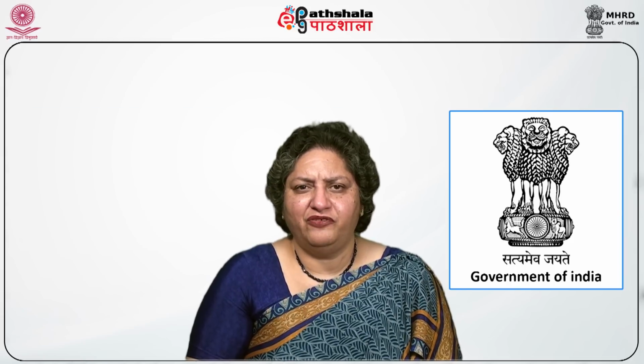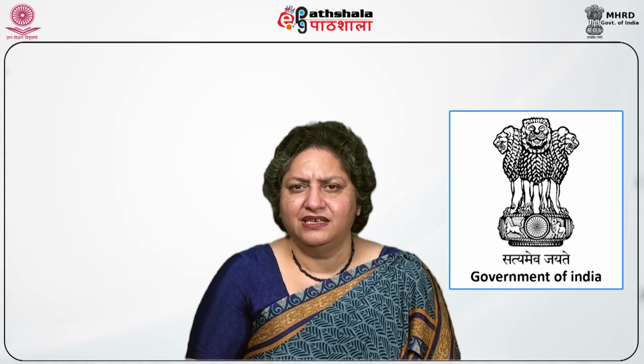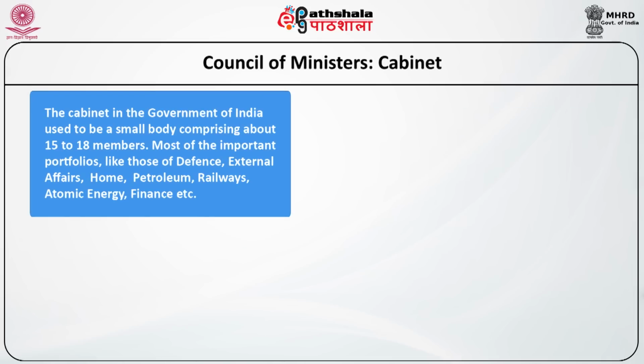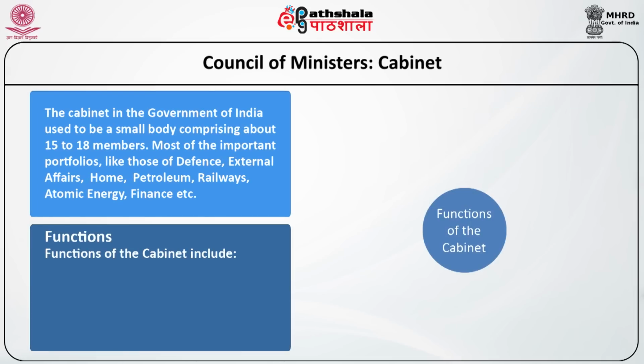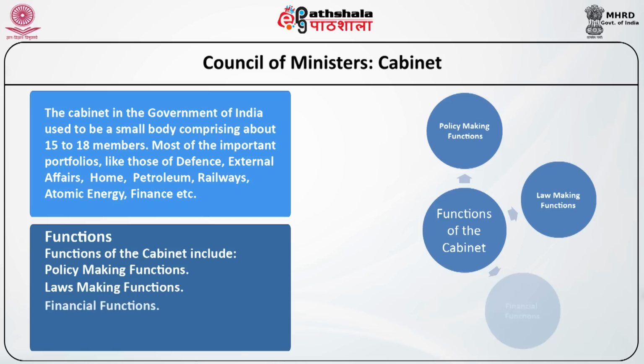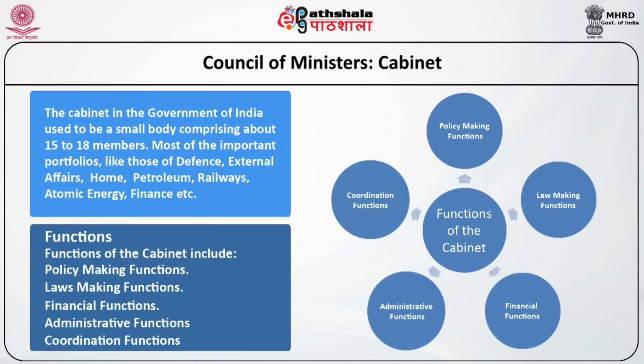The most important type of ministers in the Council of Ministers are the Cabinet Ministers. Cabinet Ministers, as I stated earlier, head the most important ministries. Example, the External Affairs Ministry, the Finance Ministry, the Defense Ministry, the Railway Ministry, and so on. The Cabinet is the most important body within the Council of Ministers. It is a body consisting of 15 to 18 senior-most members of the government.